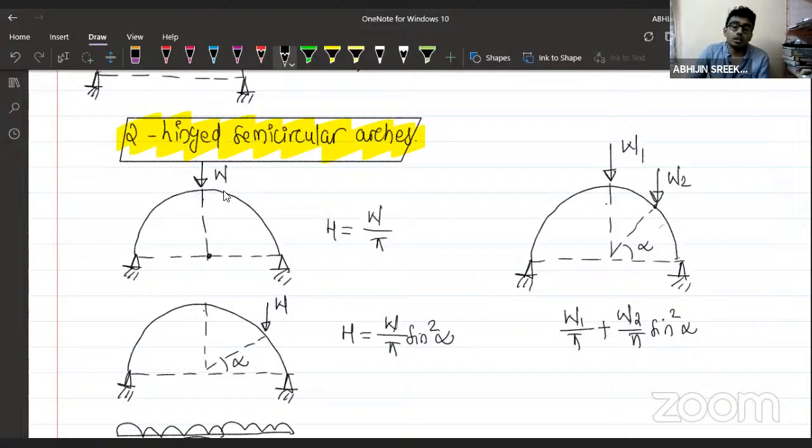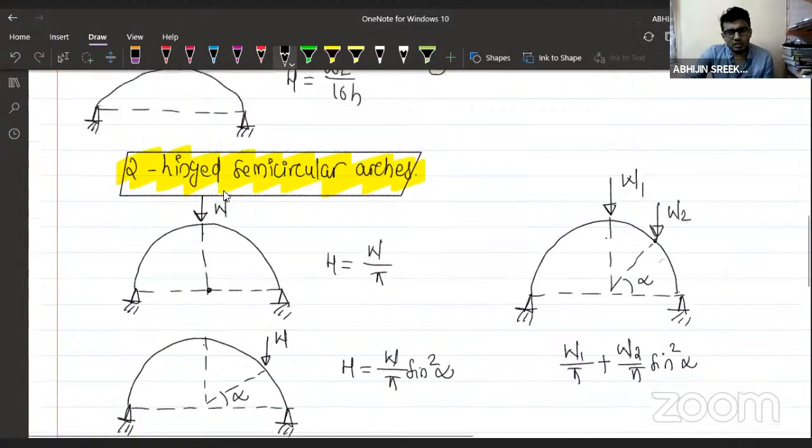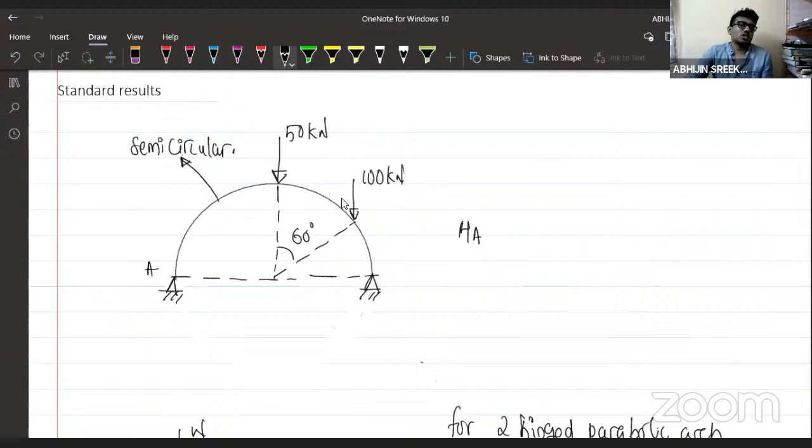Yes, very good. So this is how we will be using it. This is how the horizontal reaction will be for two-hinged parabolic arches, three-hinged parabolic arches, and two-hinged semicircular arches. Coming back to our question, what is our question? In this question, we are asked to calculate the horizontal reaction. How to calculate the horizontal reaction here? Just remember the equation and get the answer done, right? Let's get the question done.